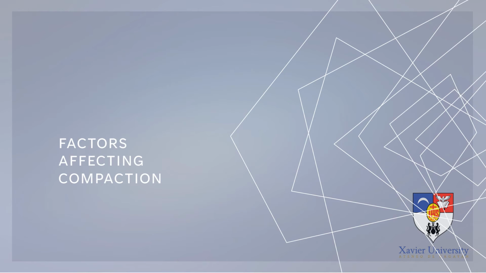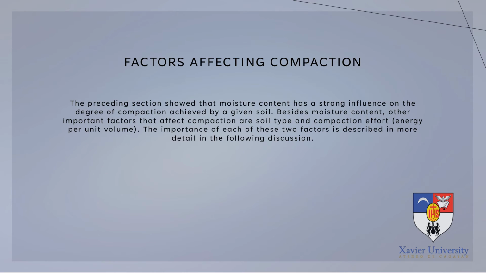So now let us talk about the factors affecting our compaction. The preceding section showed that moisture content has a strong influence on the degree of compaction achieved by a given soil. Besides moisture content, other important factors that affect compaction are soil type and compaction effort. The importance of each of these two factors is described in more detail in our succeeding discussion.